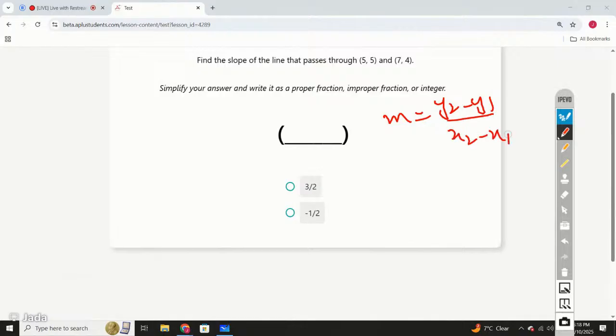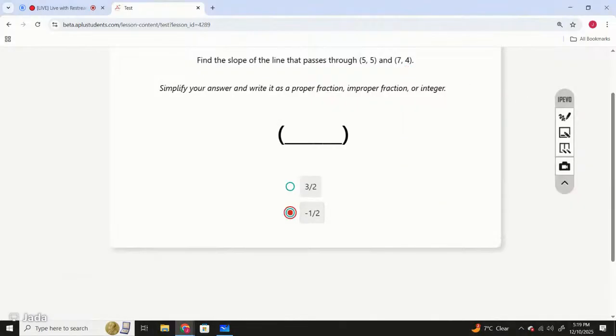That is y2 minus y1 divided by x2 minus x1, right? So this is y2 minus y1, 4 minus 5, and 7 minus 5. 4 minus 5 is negative 1, 7 minus 5 is 2. So that is negative 1 over 2. Option number 2 is the correct option. That is negative 1 by 2.